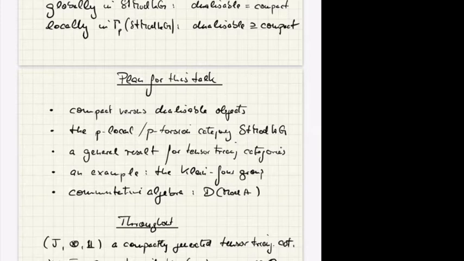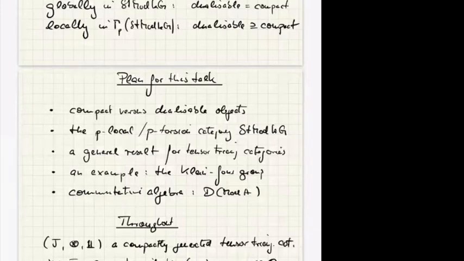The smallest interesting example is the Klein four group, and I'm happy to explain this phenomenon using this example. And then I also make a little excursion to the derived category of a commutative algebra, because there is an analog of the main result for commutative algebra. Okay, so this is my plan.